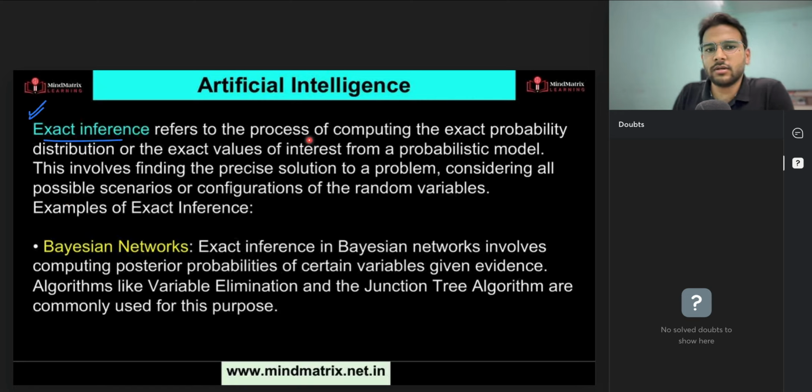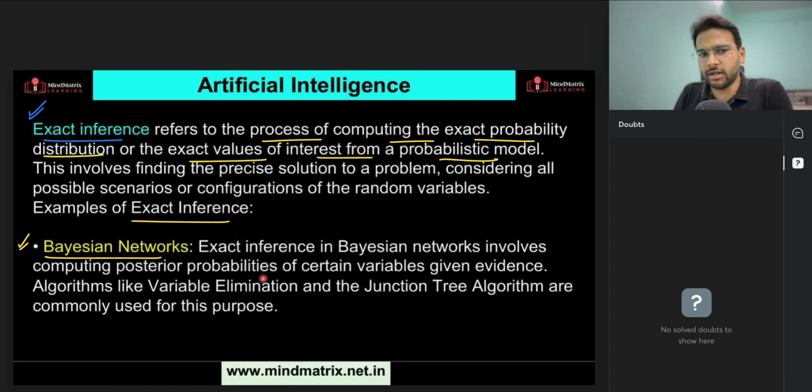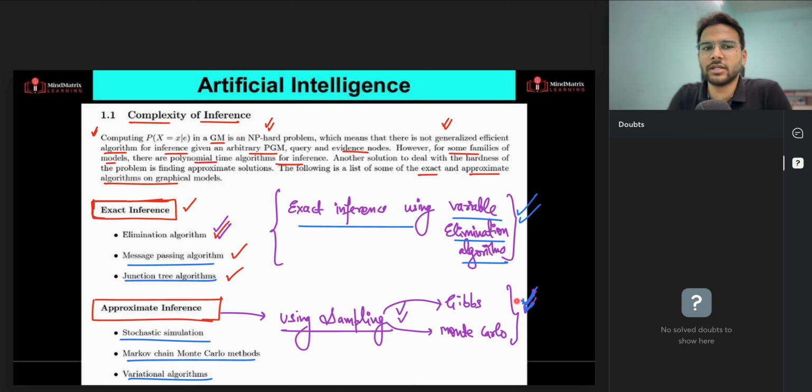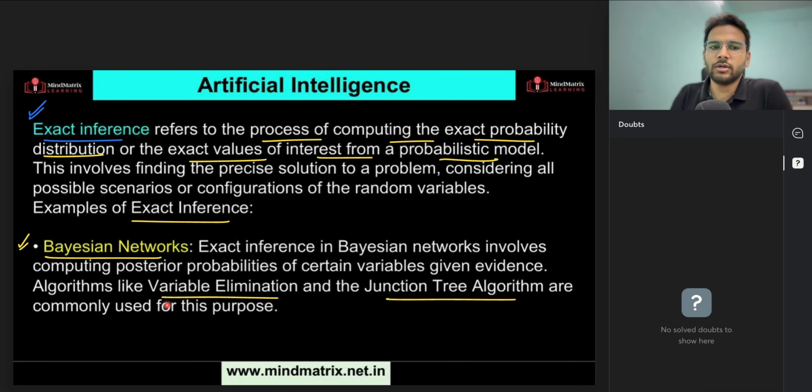Exact inference. As you can see here, exact inference refers to the process of computing the exact probability distribution or the exact values of interest from a probabilistic model. There are certain examples of exact inference. Using Bayesian network, the algorithm that you are going to use is variable elimination or the junction tree algorithm, or the third one, that is nothing but message passing also. So using Bayesian network, we will be applying these algorithms.